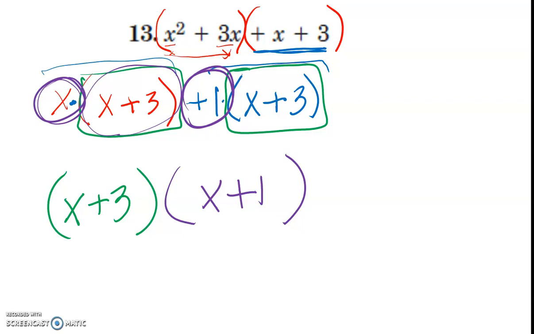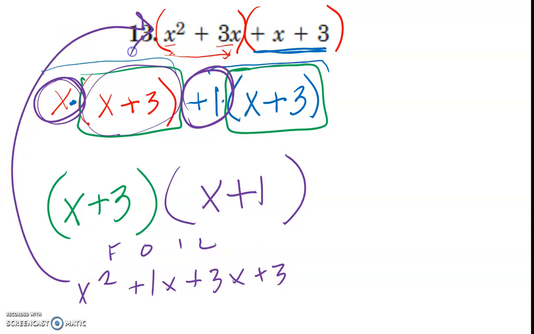This should look familiar from the end of chapter 7. If I FOIL my first two terms, x times x gives me x squared. x times the outer term gives me the 1x. x times 3, the two inner terms, gives me 3x. And the 3 times 1 gives me the 3. Believe it or not, that's the same answer that I had up at the top. Just because the inner and the outer are flipped doesn't matter.